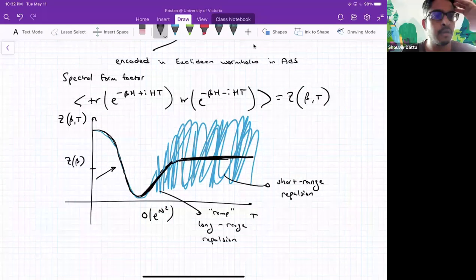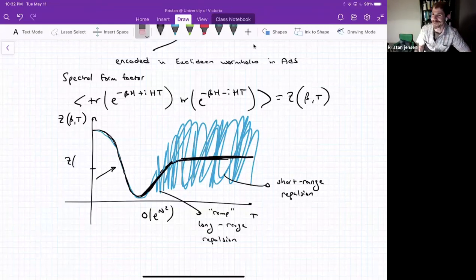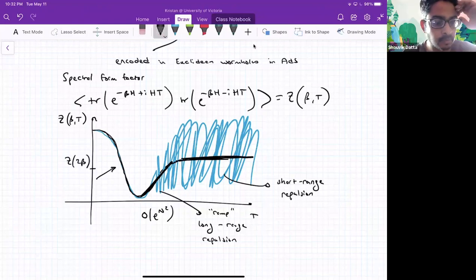Hey, Christian, I think the plateau value is Z of 2 beta, right? Oh, thank you. Yes, thank you. Sorry. Yes. It's of order Z of beta for the purposes of that discussion. Thank you, Shubhik. That's right. It's Z of 2 beta in the random phase approximation.